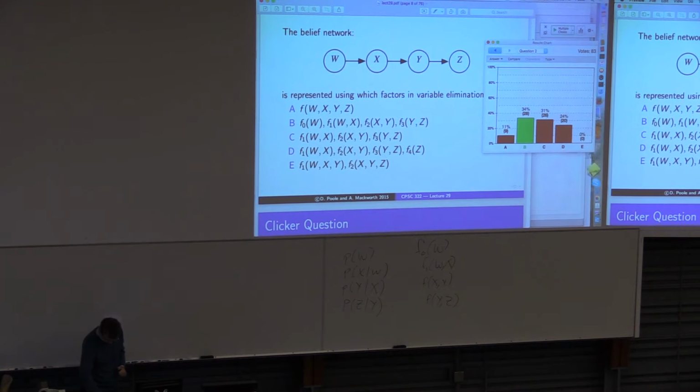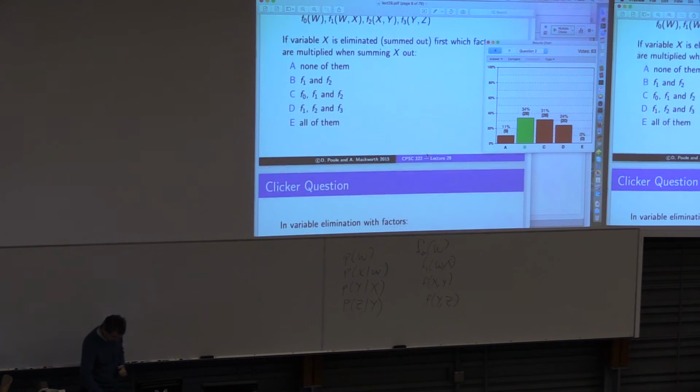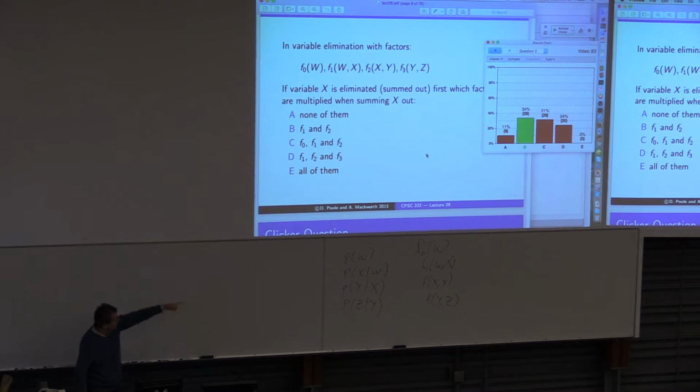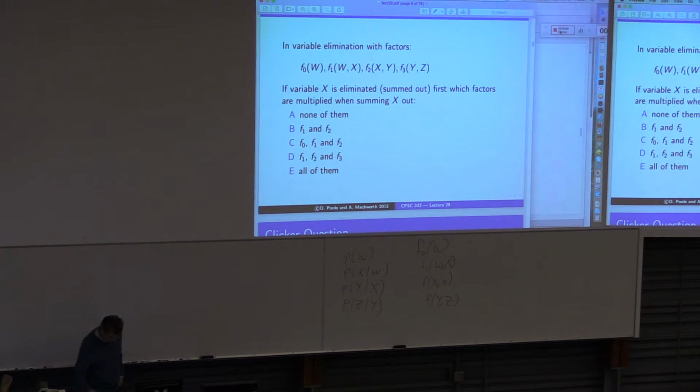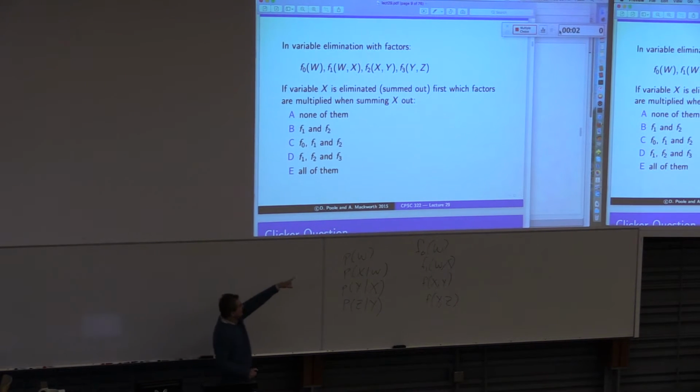All right, next question. Now we're going to look at those factors. So now you know where these factors came from: f of W, Wx, xy, and yz. Now I want to ask the question: if variable x is eliminated, which factors are multiplied? If variable x is summed out first, which factors are multiplied when summing out x? So what are we going to multiply?